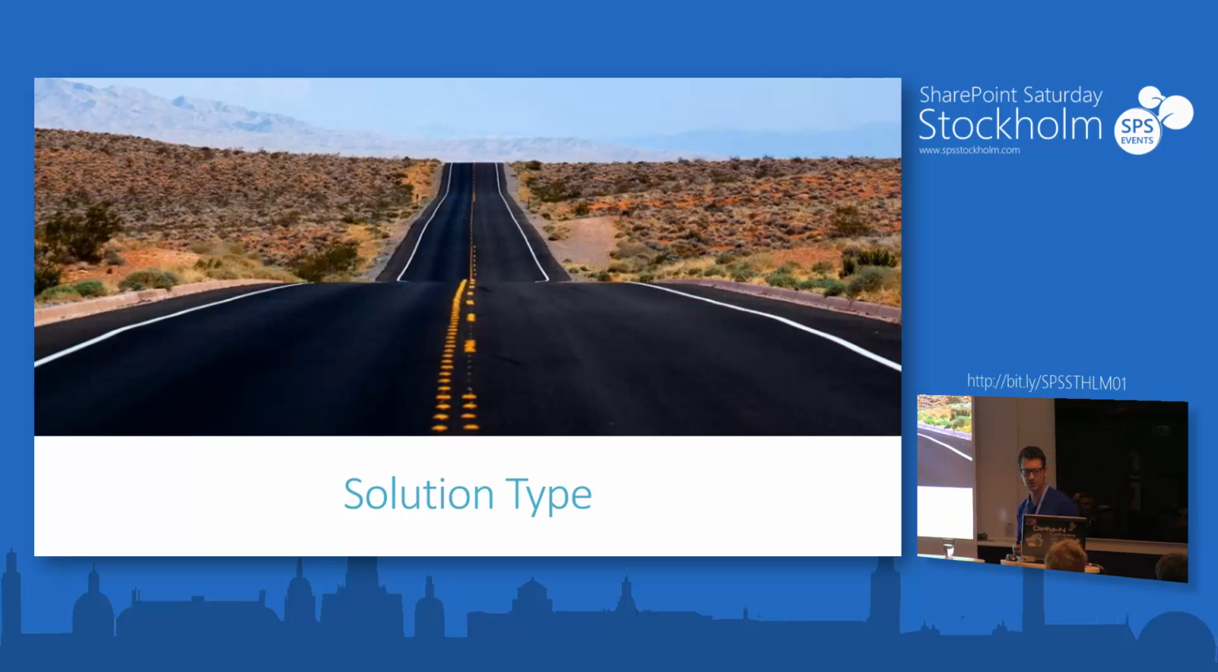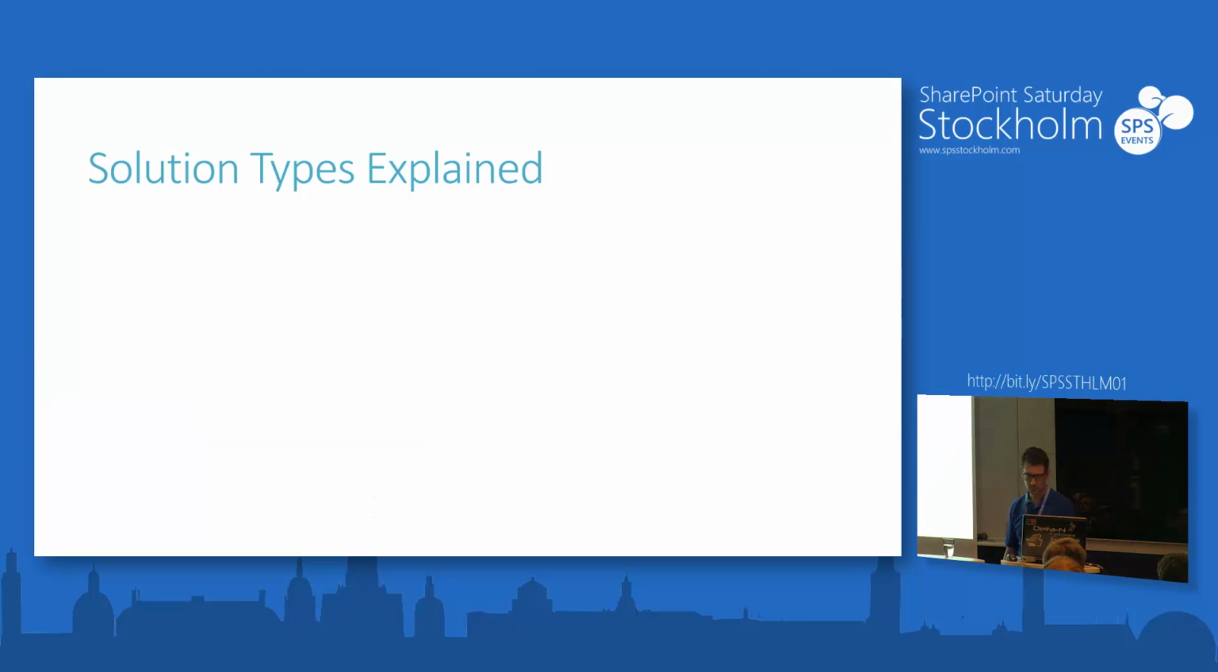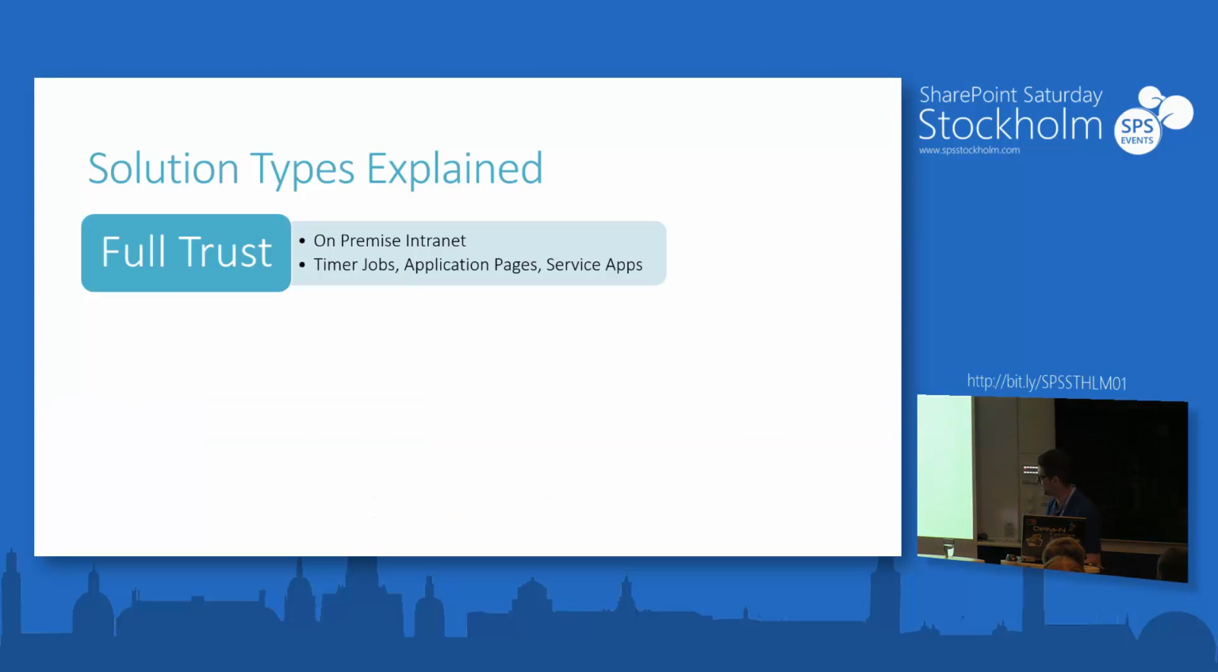The first area on the solution chart, solution type. We used to just build full trust solutions back in 2007. But with the introduction of the Sandbox model in SharePoint 2010 and the app model in 2013, it's a very real decision to make nowadays. And it's usually needed at the very start of each project. So what solution types are available to us?